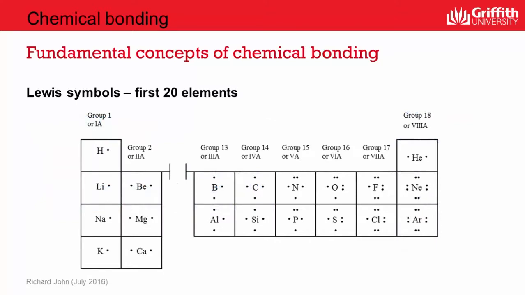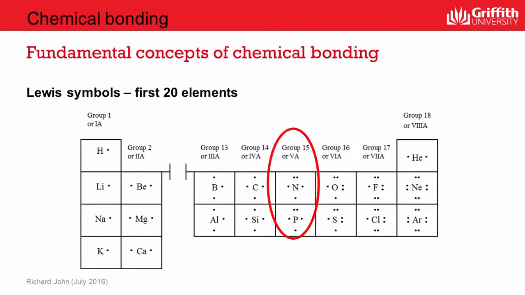This diagram here shows the Lewis symbol for the first 20 elements. The group 1A elements have only 1 valence electron and are therefore represented using a single dot next to the atomic symbol. The group 2A elements have 2 valence electrons and they are placed on either side of the atomic symbol. The group 3A elements have 3 valence electrons and they are placed on 3 sides of the atomic symbol, while the group 4A elements have 4 valence electrons and they are placed as single dots on each of the 4 sides, top, bottom, left and right of the atomic symbol.